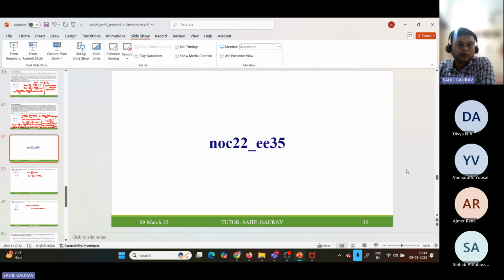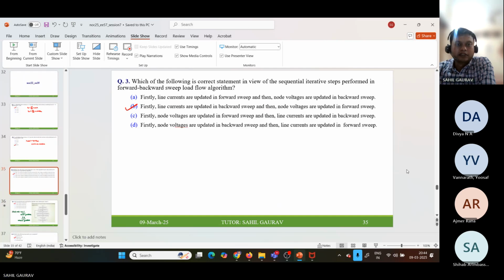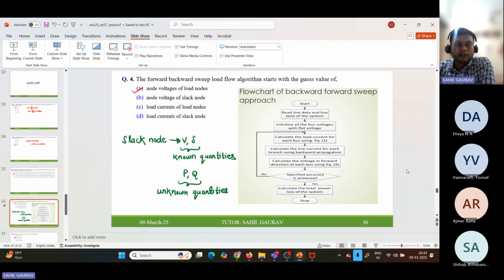Now come to the 2022 problem. It is based on per unit values, and then in the backward sweep we found the line current, and then the node voltages are updated in the forward sweep. The question is: the forward backward sweep load flow algorithm starts with a guess value of what? This is one of the common problems where people make mistakes. We take the guess value of load nodes, not the slack node. The slack node is already known, already given in the problem.